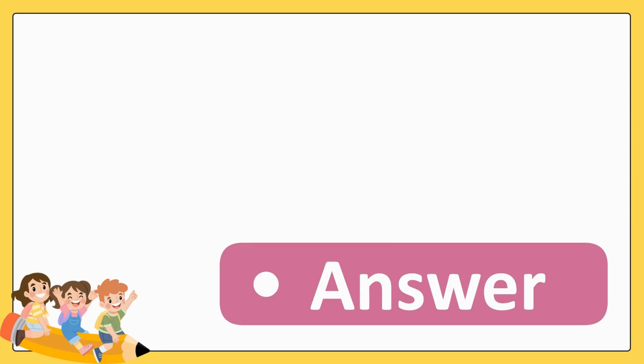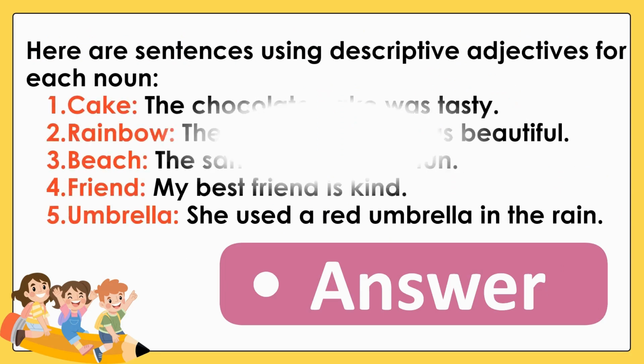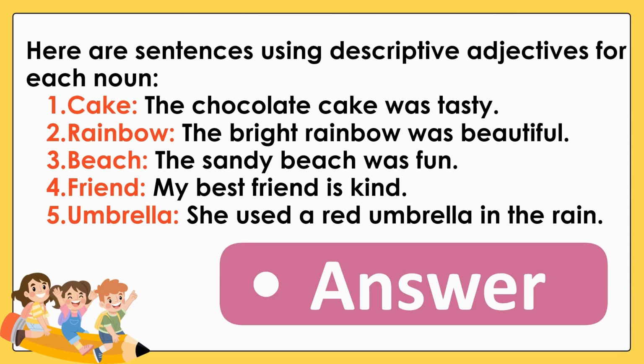Let's see the possible answers. Number 1, cake. The chocolate cake was tasty. Number 2, rainbow. The bright rainbow was beautiful. Number 3, beach. The sandy beach was fun. Number 4, friend. My best friend is kind. And number 5, umbrella. She used a red umbrella in the rain.